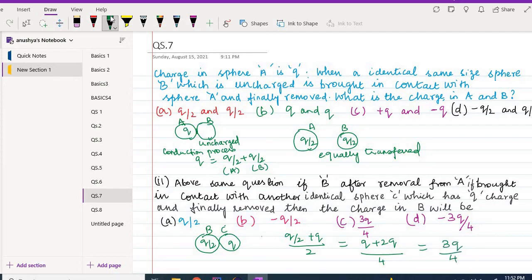Okay, they have asked the charge in B, so the charge in B is equal to 3Q by 4. The charges will be equally transferred. So take the average of Q by 2 plus Q, equally, you have to divide it by 2. Then you will get Q plus 2Q, and with this 2 and this 2 multiplied, you will get 4. So you will get 3Q by 4.